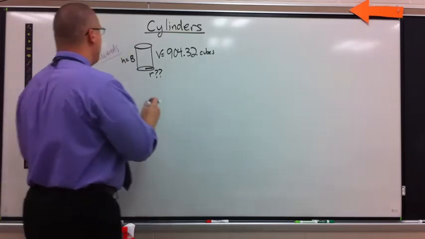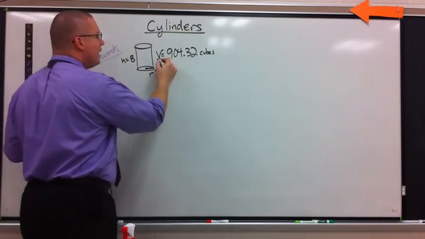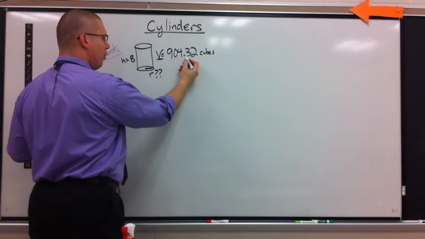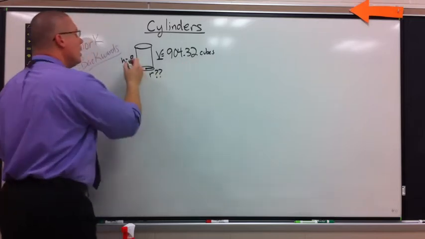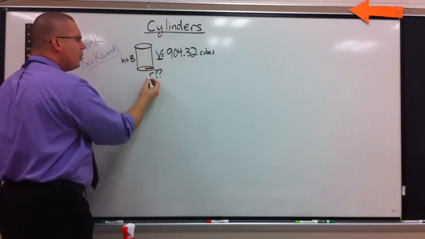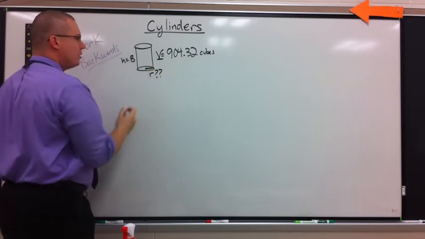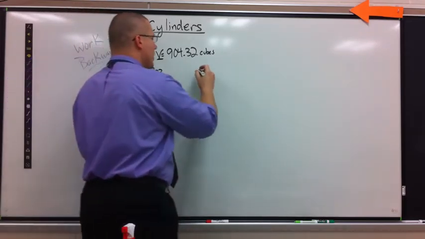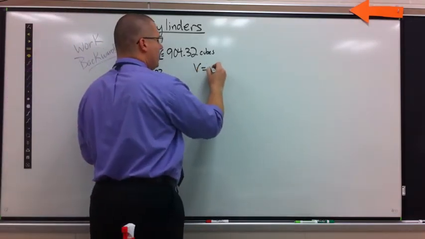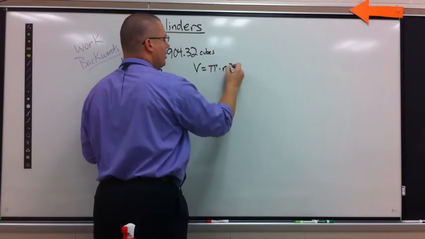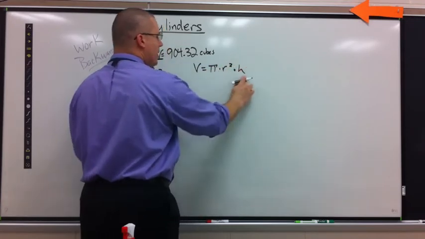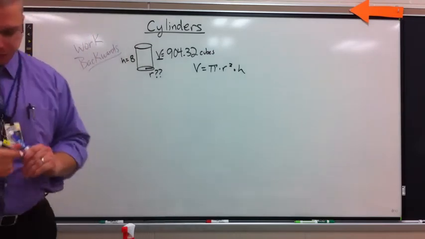So I'm going to take this cylinder, volume already has been calculated, 904.32 cubes. The height is listed as 8. We want to know what is the radius. So I'm going to take my volume formula, V equals pi times r to the second times h. That's my general volume formula.